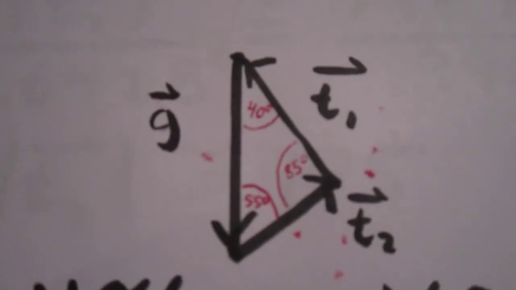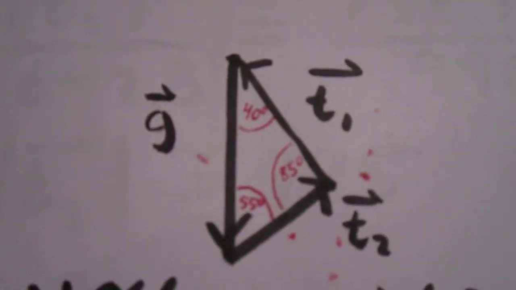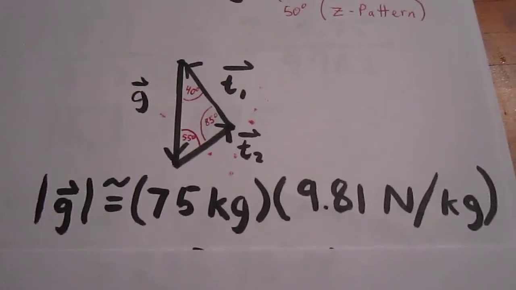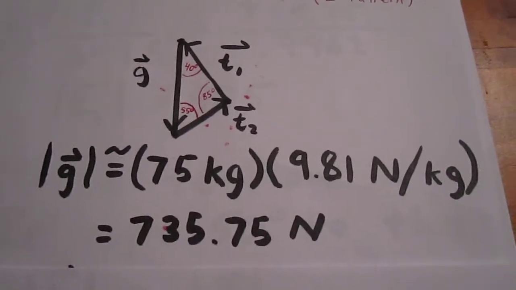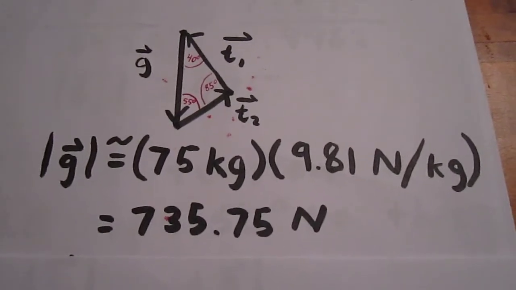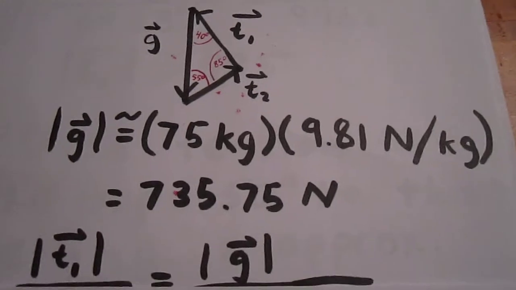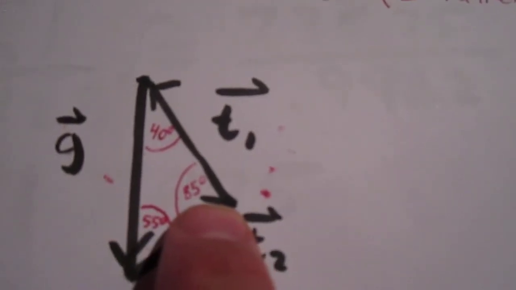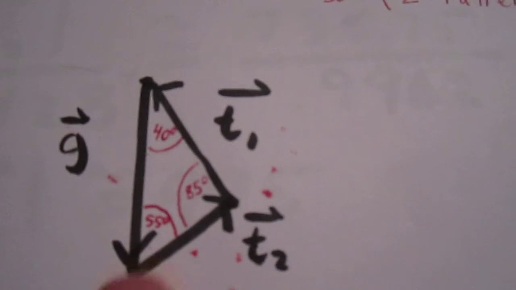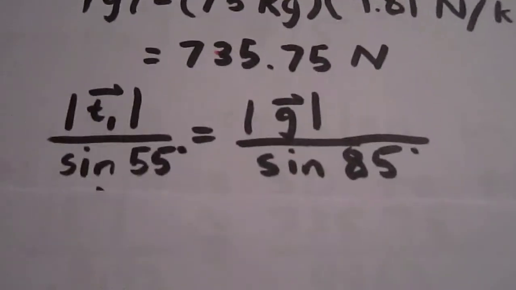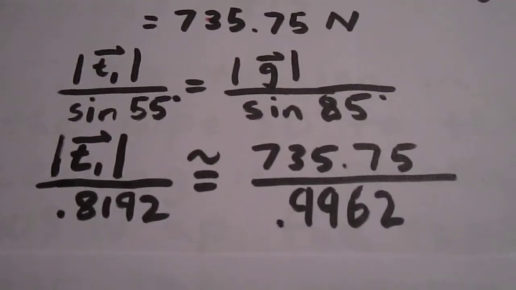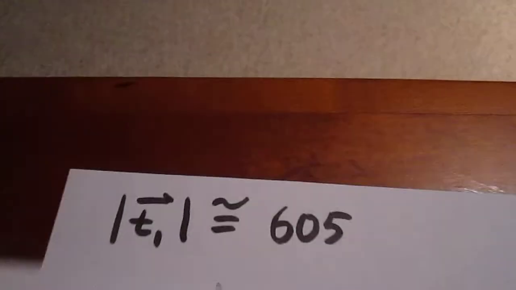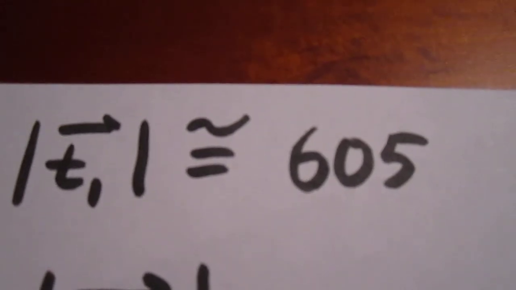Well, we know that the weight, the force due to gravity, is equal to 9.81 newtons per kilogram in a downward direction. So we can say that the magnitude of G is 75 kilograms times 9.81 newtons per kilogram, which is 735.75 newtons. We can then set up the sine law. We're going to find the magnitude of T1. So we can say that the magnitude of G over sine 85 is going to be the magnitude of T1 over sine 55. From there, it just becomes some simple arithmetic. And we get a final answer of T1 being approximately 605 newtons.